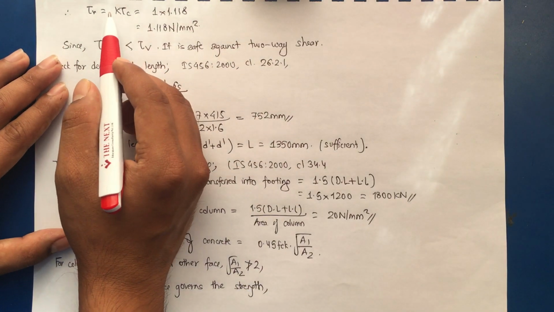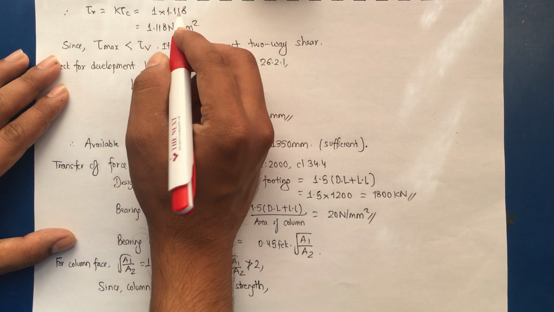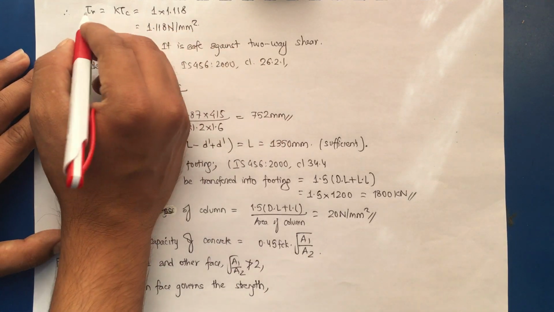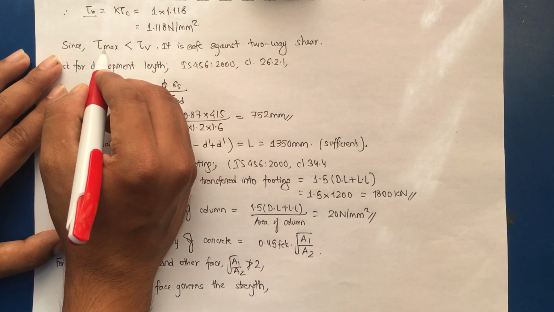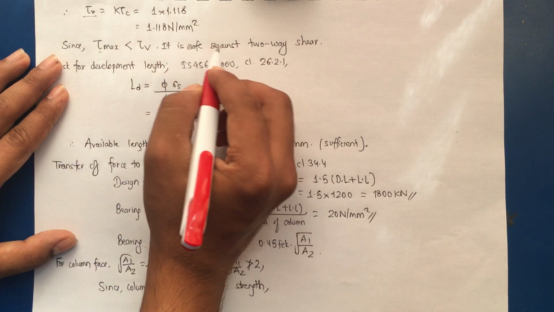And since tau V is equal to K tau C, so 1 into 1.118, this comes as 1.118 Newton per mm square. That is the shear strength of concrete. Since the maximum shear stress is less than the shear strength of concrete, it is safe against two-way shear.